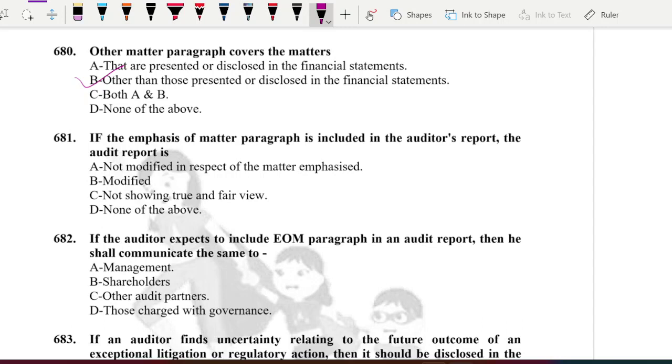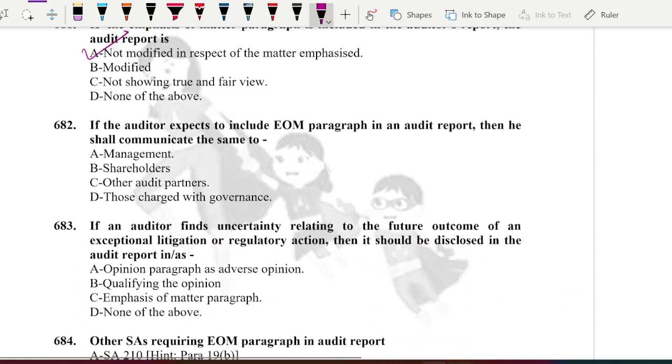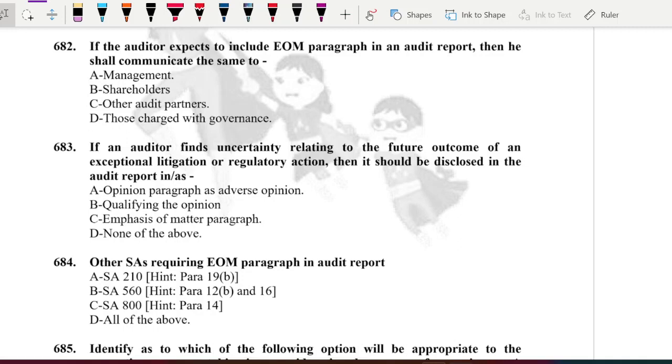So here, the alternative is what? Not modified in respect of the matter emphasized. Let's go ahead to the next question. 682. If the auditor expects to include EOM paragraph in an audit report, then he shall communicate the same too. It should be communicated to whom? Yes, the boss's boss, the highest authority, that is, those charged with governance.